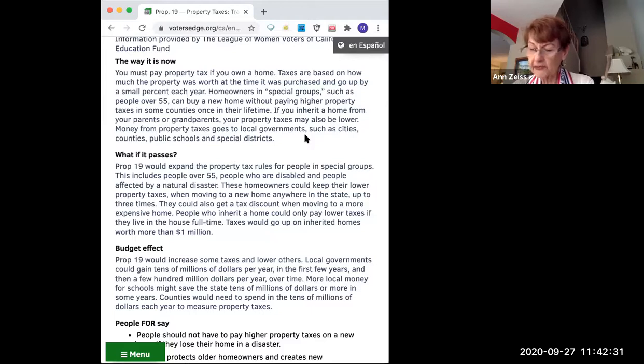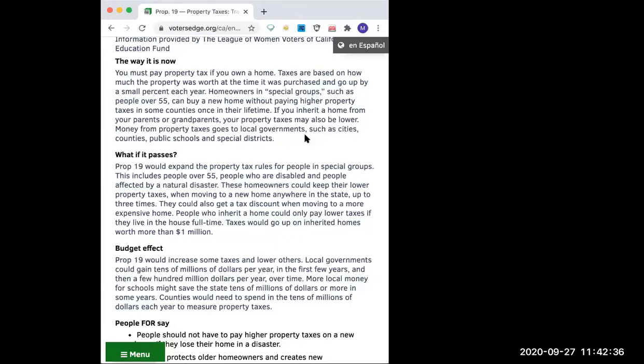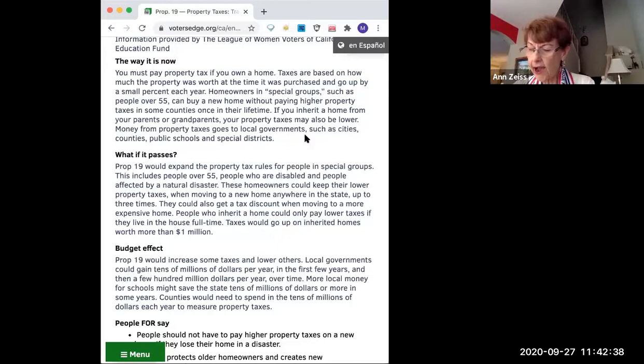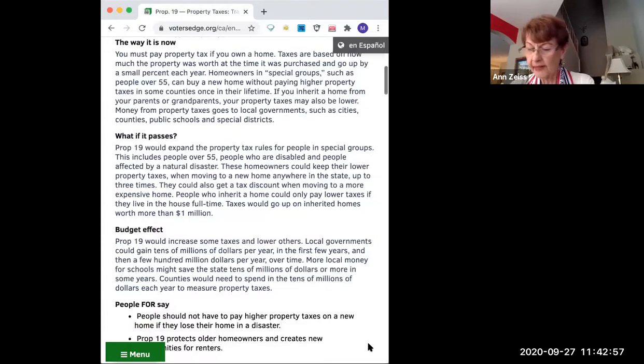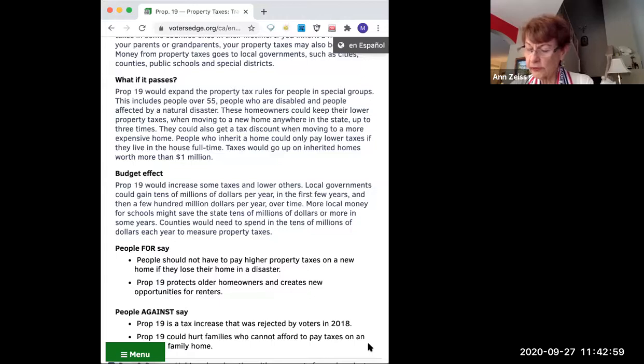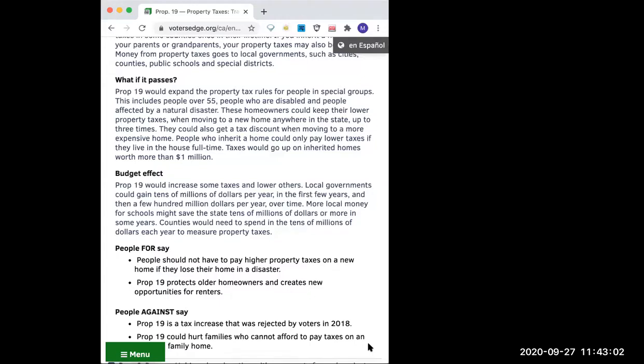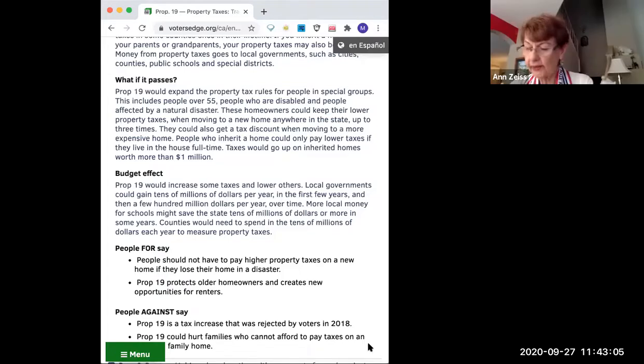Transferring lower property tax bills to a different home could reduce some of local property tax revenues. However, revenue increases overall are expected in the tens of millions of dollars, reaching a few $100 million per year over time. Increased home sales could generate transfer tax and state income tax revenue expected in the tens of millions of dollars.